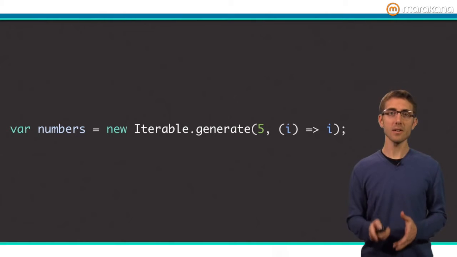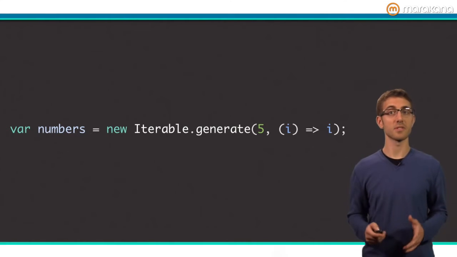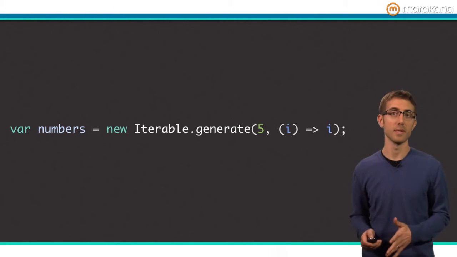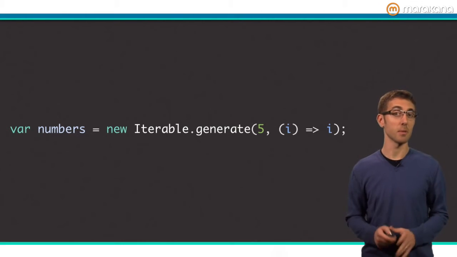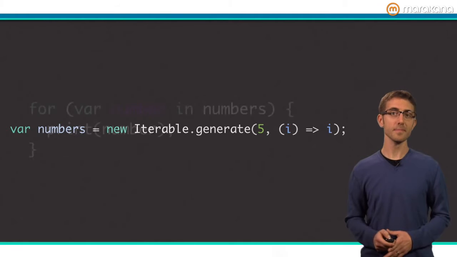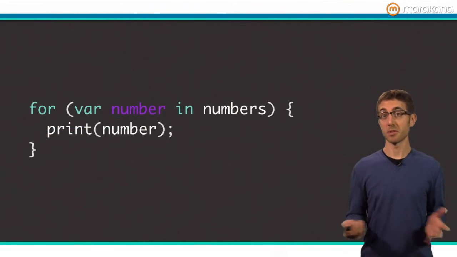Just for illustration, here's an example of generating an iterable series of 5 numbers, 0 through 4. Most of the time you'll iterate through actual collection objects, but it's cool to know you can generate a pure iterable object. We're talking about iterable here, so let's iterate.